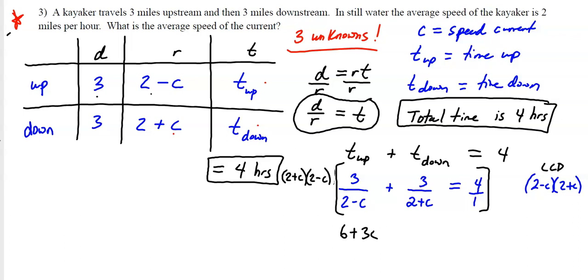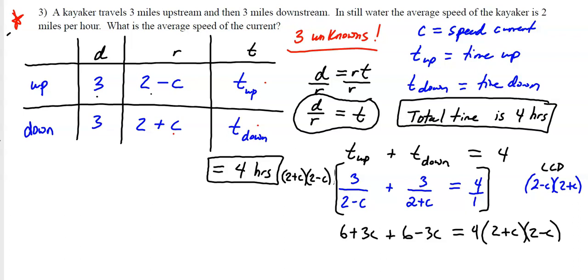And so the 2 minus c's cancel out, and I distribute. And then over here, the 2 plus c's cancel out. So that's going to be 6 minus 3c. And now over here, I have to do 4 times both of those. So 4 times 2 plus c, 2 minus c, because there was nothing to cancel on the bottom.